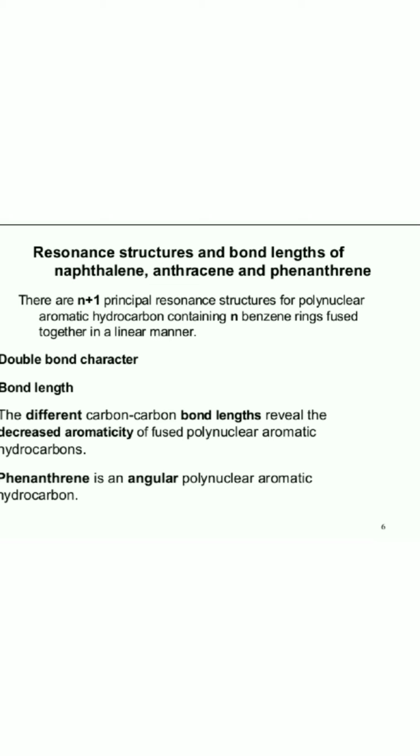Now the resonance structures and the bond length depend upon a formula: there are n plus 1 principal resonance structures for a polynuclear aromatic hydrocarbon, where n signifies the number of benzene rings fused in a linear manner, not an angular manner. The different carbon-carbon bond lengths reveal a decreased aromaticity of fused polynuclear hydrocarbons, and phenanthrene is an angular polynuclear aromatic hydrocarbon. We will come to phenanthrene in the next part of the chapter.